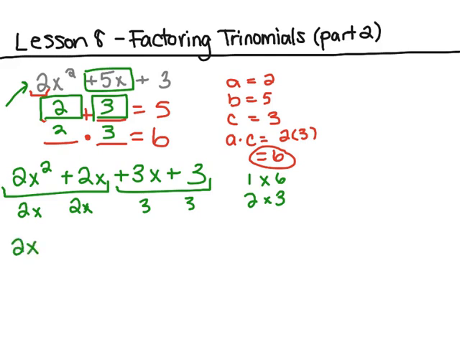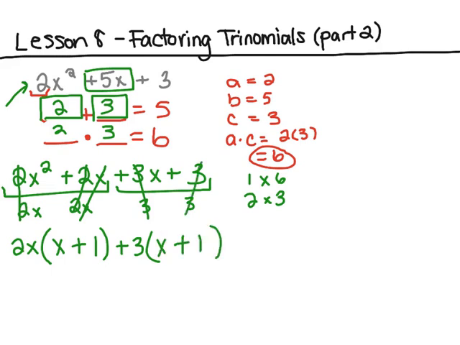So we have a 2x on the outside. What's going to be left? The 2's will cancel, and x squared divided by x is just an x. 2x divided by 2x cancels to be 1, plus 3. 3x divided by 3 is x, and 3 divided by 3 is 1.